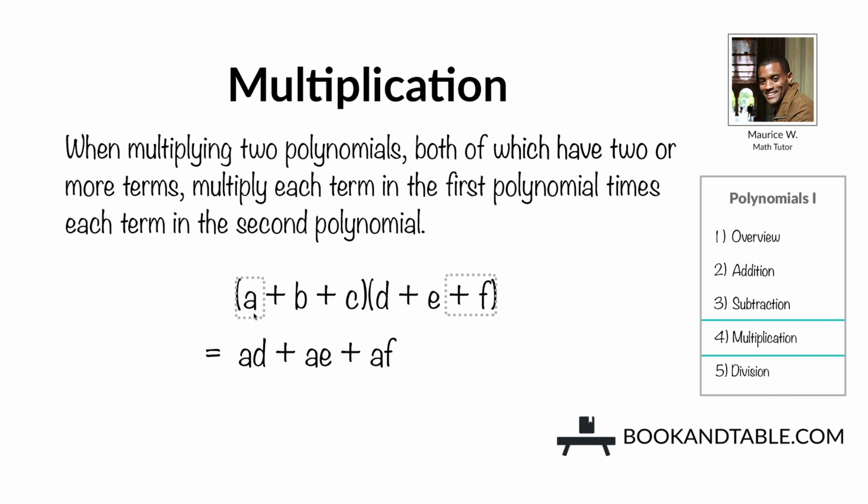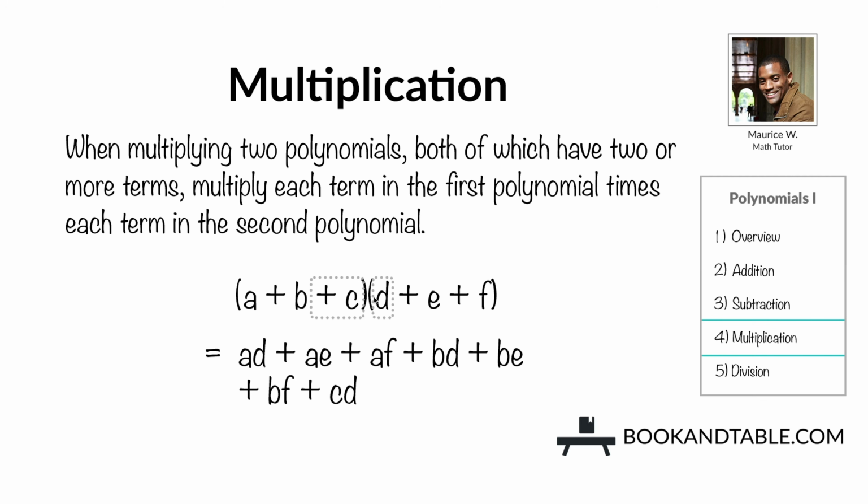So now that we've multiplied this term times all three of these terms, you then go to the next term in this polynomial and repeat the same process. So you're going to multiply it times all three terms again, giving us B times D, which is BD, B times E, which is BE, B times F, which is BF. So now we've multiplied this term times all three.